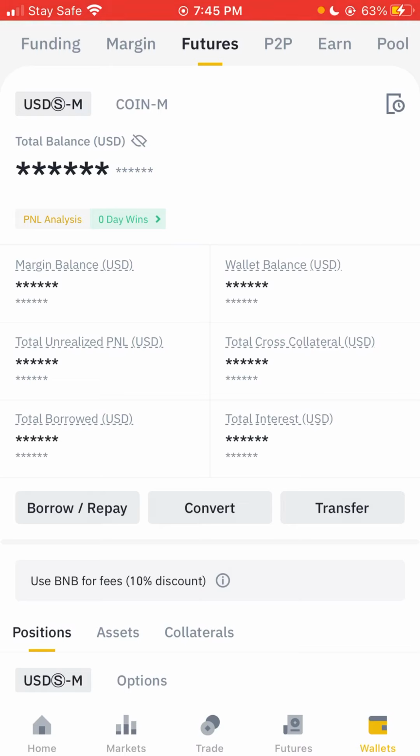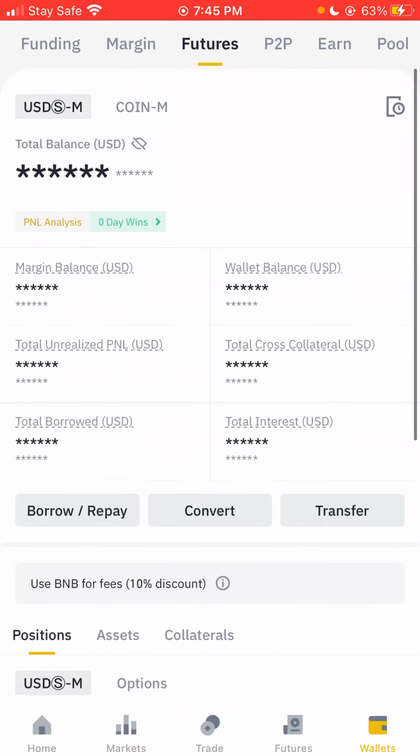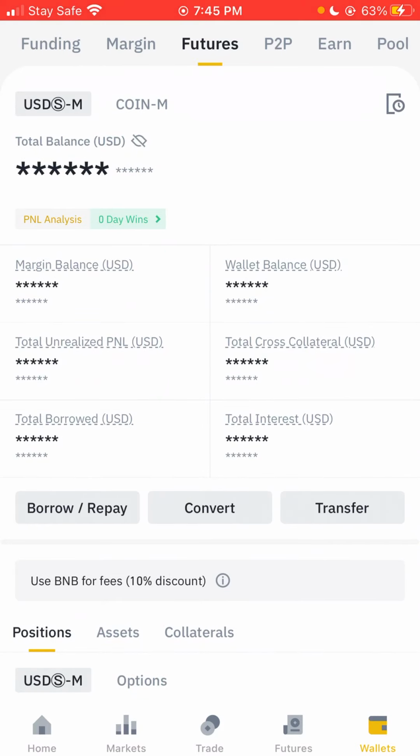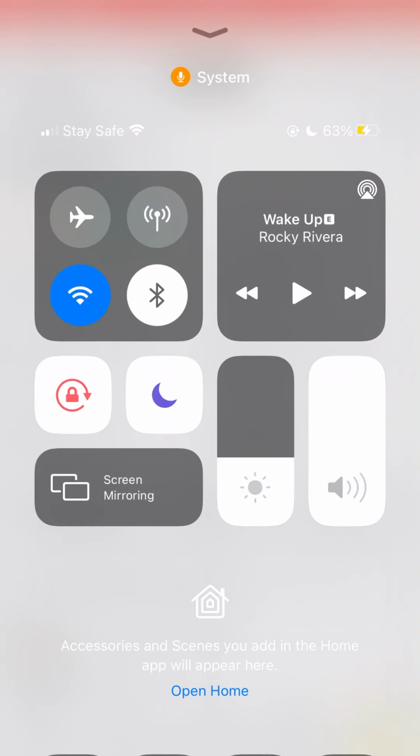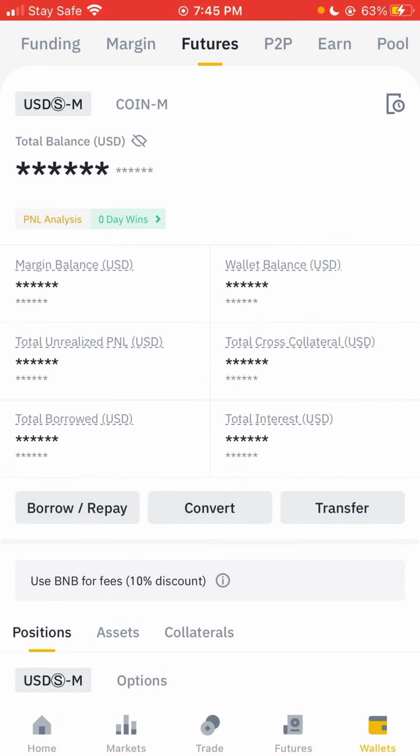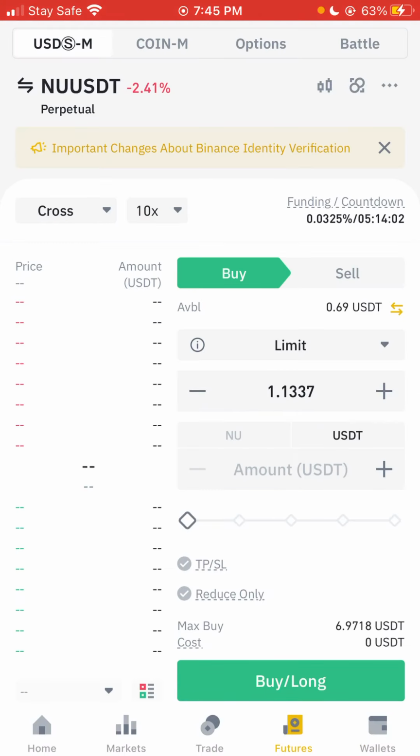So the next thing to do is how to place trades. For you to place a trade, you come to the futures section. Look down here, this down part. We have home, we have market, we have trade, we have futures, right? So you click on futures.